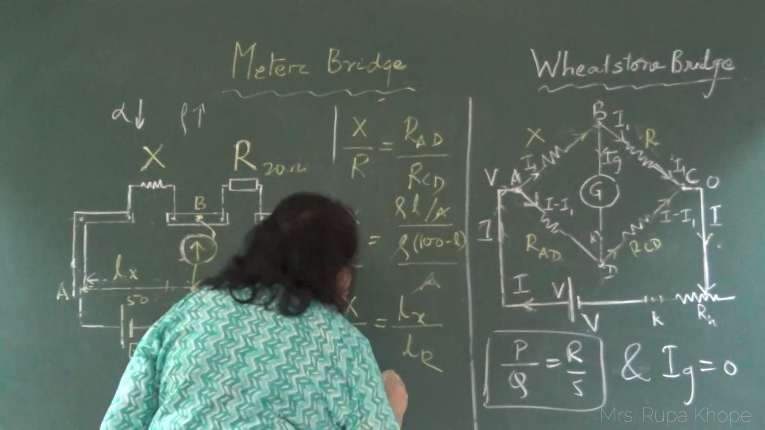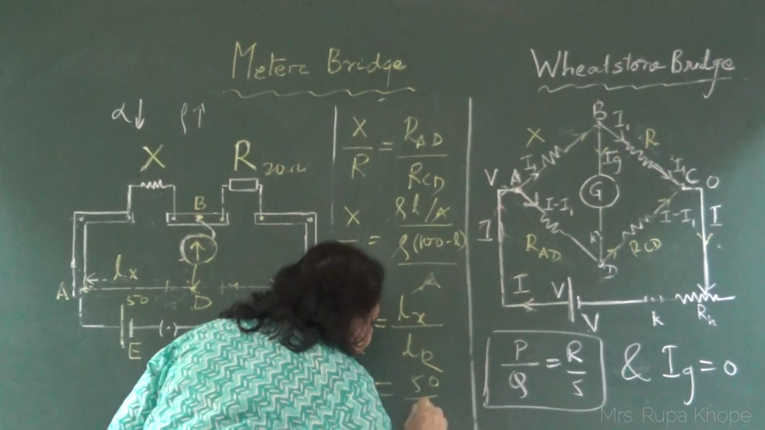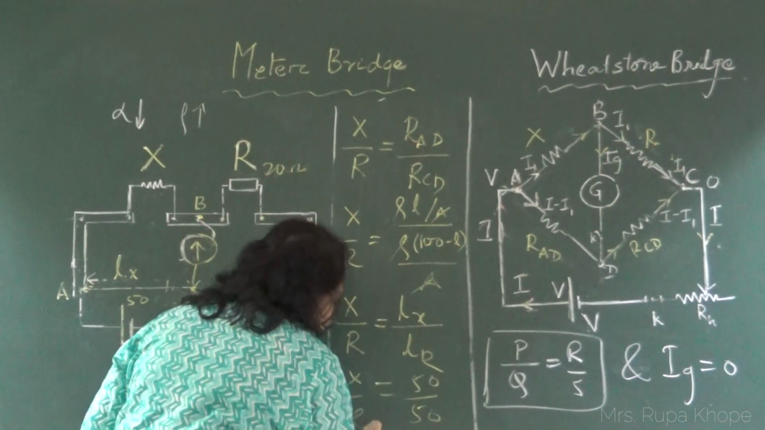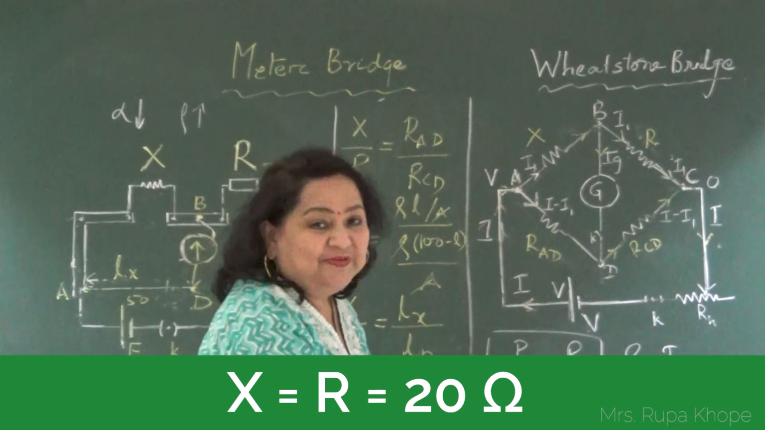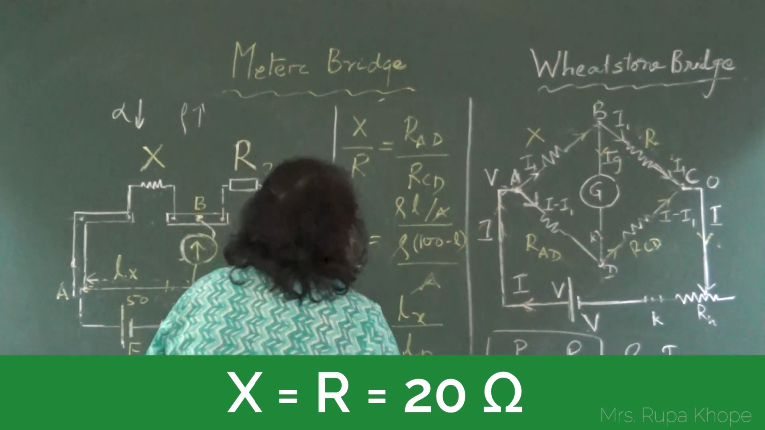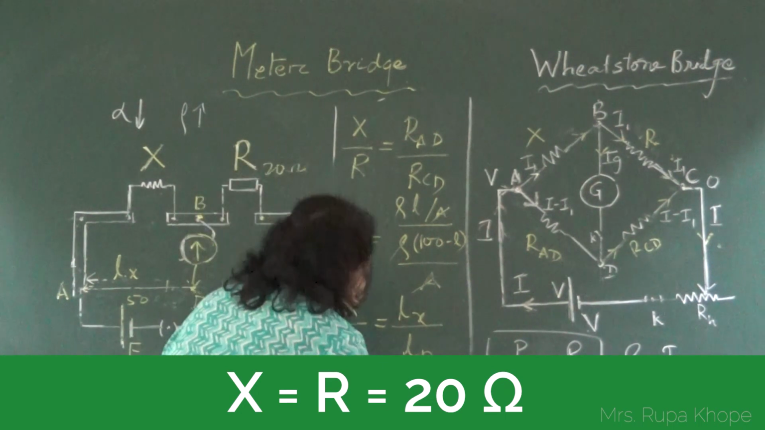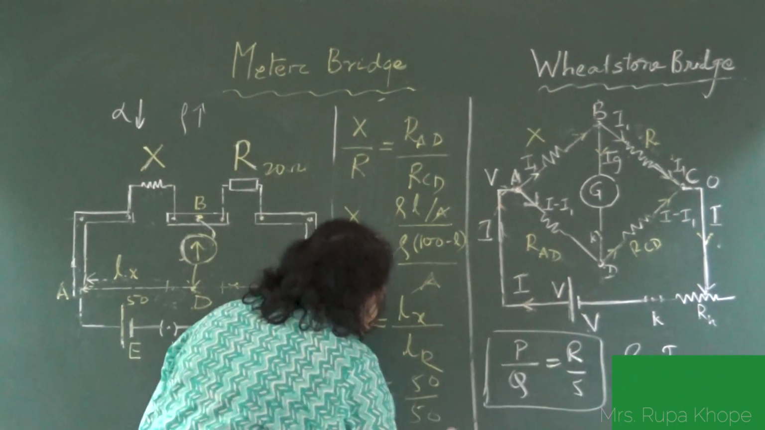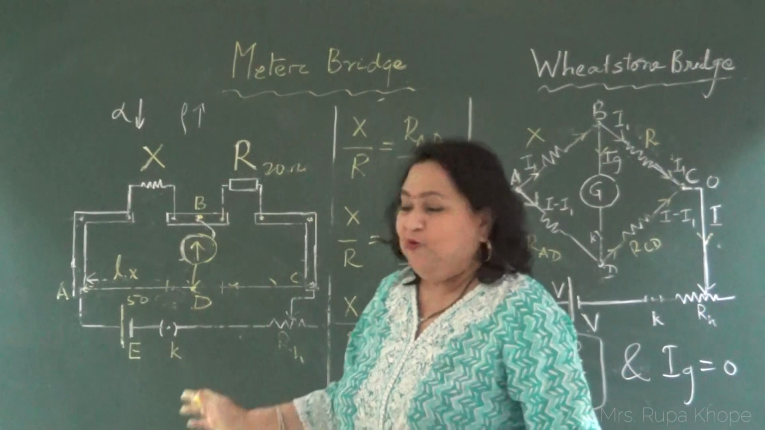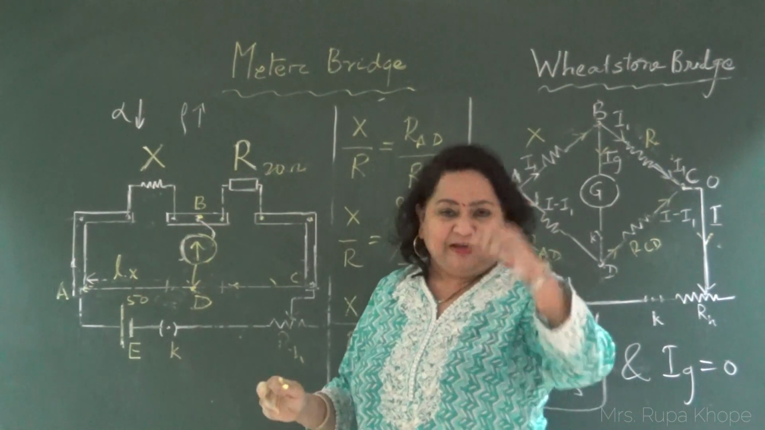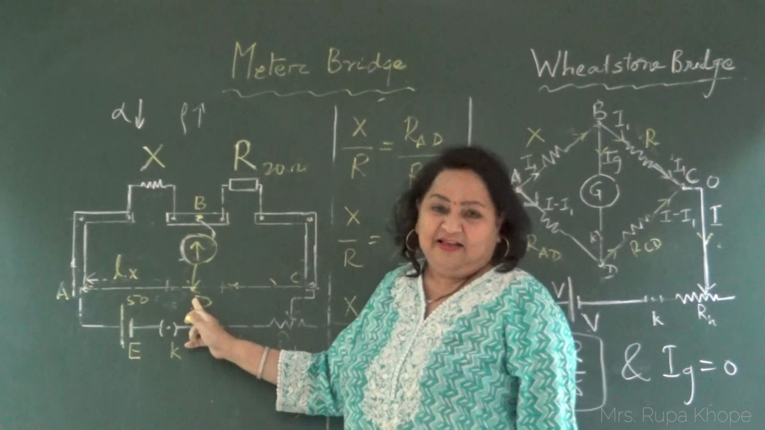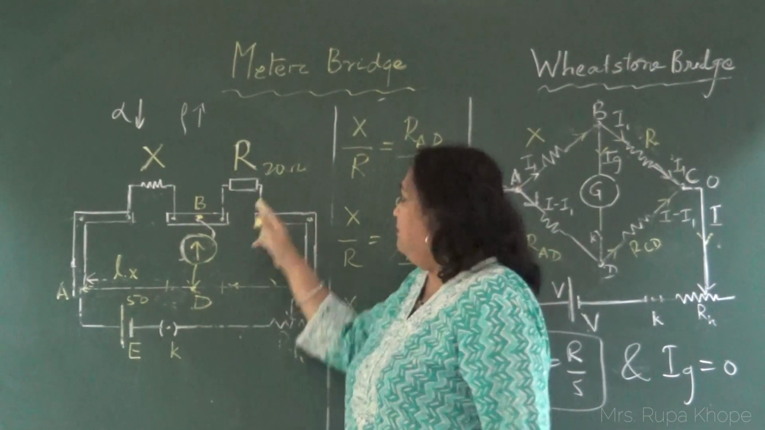So let me write it here. X upon R is equal to 50 upon 50. Means X is equal to R. What do we get? X is equal to R. R is how much? R is 20 ohms. So this result is fast when you go for 50. So you can always adjust the resistance box values in such a way that you get deflection. Now one more thing you have to remember.